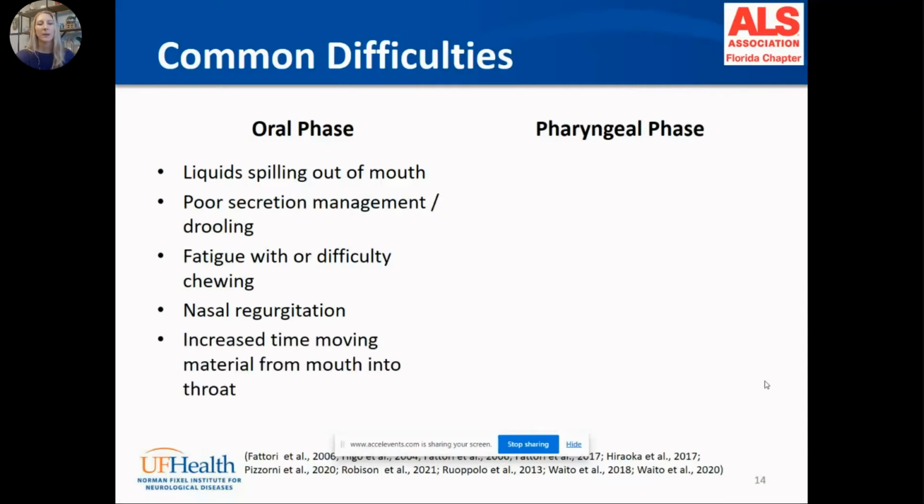Increased time moving material from the mouth to the throat, so that tongue sealing and pushing things back is less effective than it used to be. And oral residue, so that might be on the surface of the tongue, under the tongue, or even in the cheek pocket.